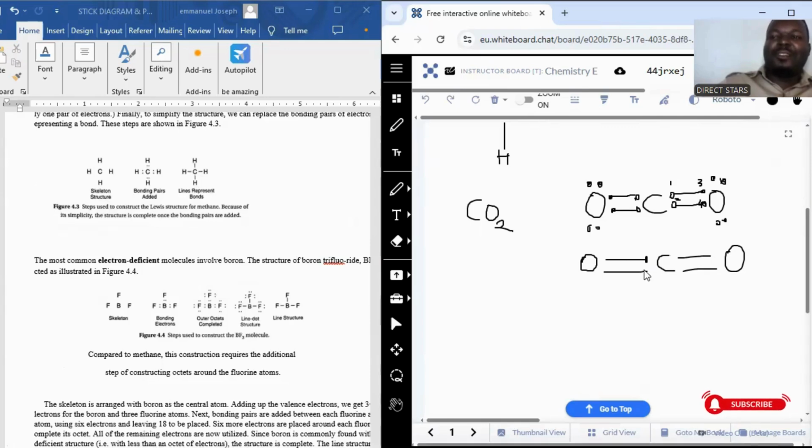You can try that with nitrogen. You will discover that you get a triple bond. When you get a triple bond, it means you're correct. But if you don't have it, you can play the video once again so you understand better. So please don't forget.